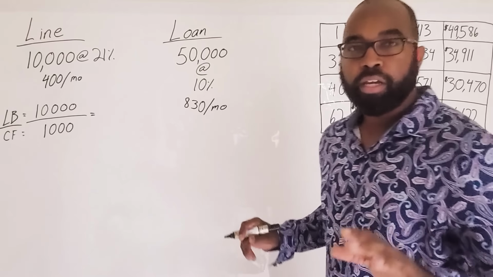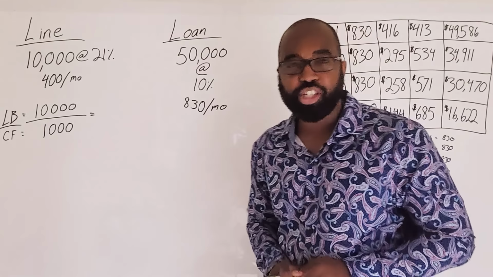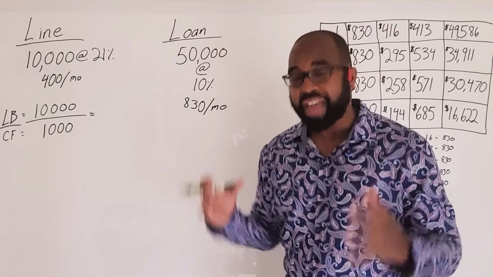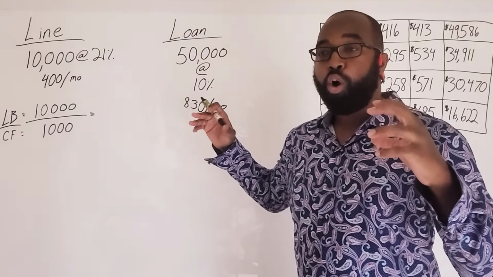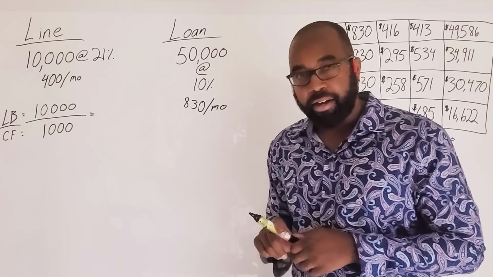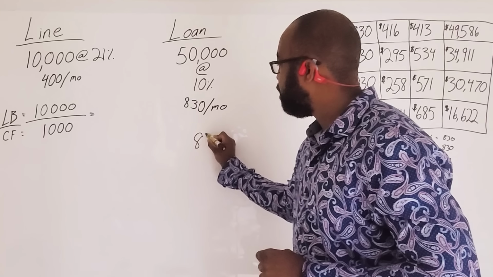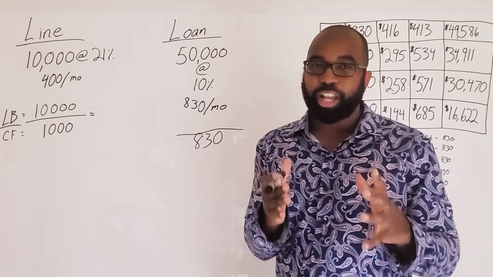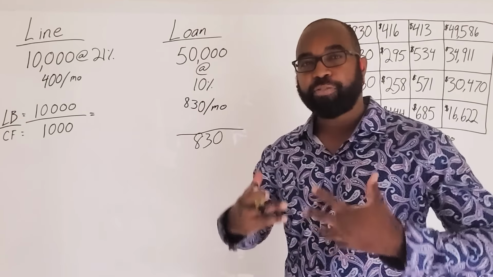We have a minimum monthly payment on our car loan of $830 each and every month. It is at 10%, $50,000 loan, all right? Now, we have the $830 each month that we're going to be paying. Where do we put that number? Well, we're going to put it in the denominator position. So we're going to go ahead and do this, 830, then we're going to divide it by that loan balance. Remember, that is how you calculate your cash flow indicator.